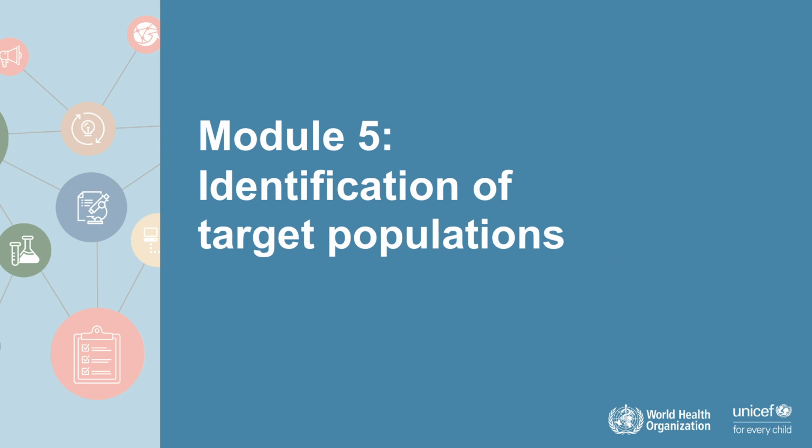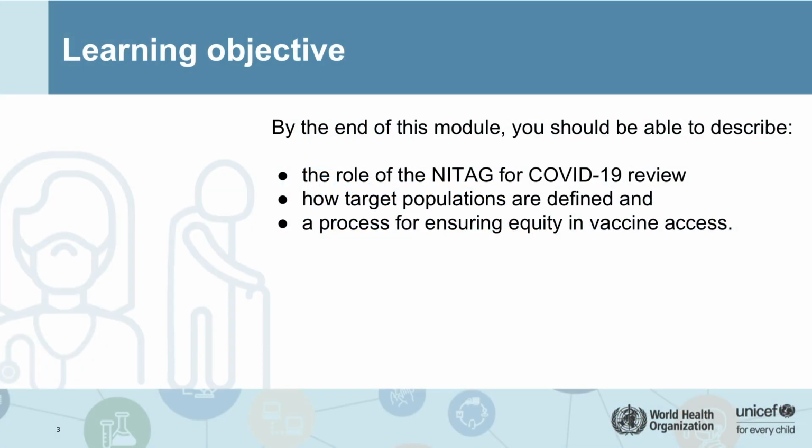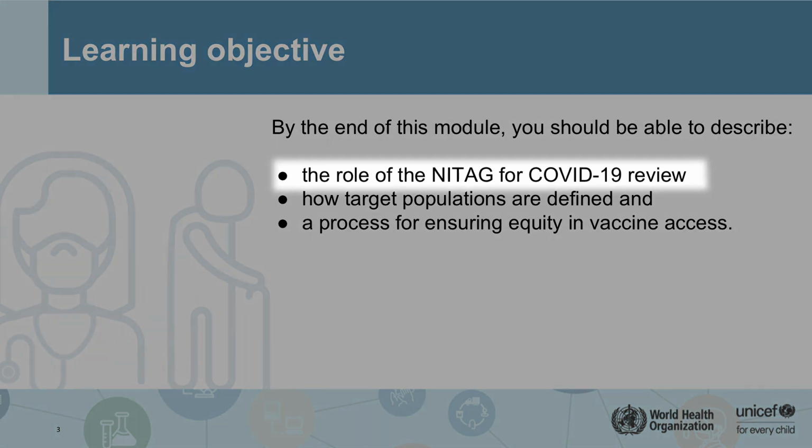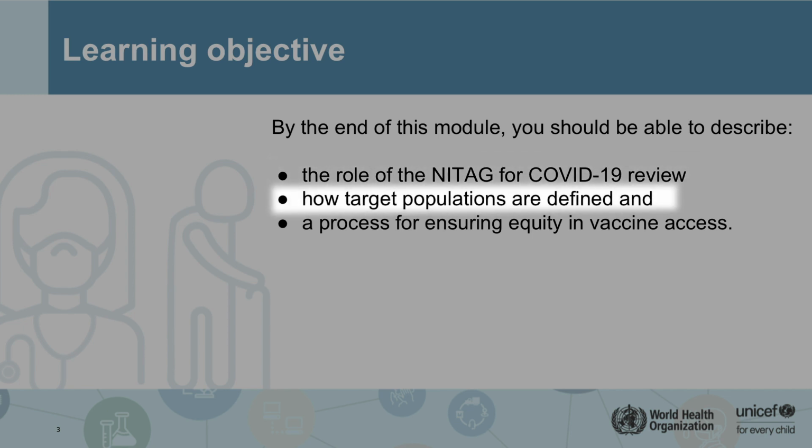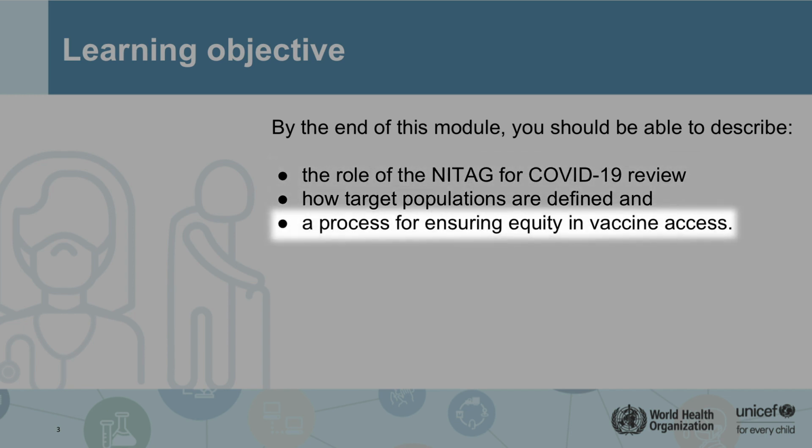We will be reviewing Module 5, Identification of Target Populations. By the end of this module, you should be able to describe the role of the NITAG for COVID-19 vaccine review, how target populations are defined, and a process for ensuring equity in vaccine access.